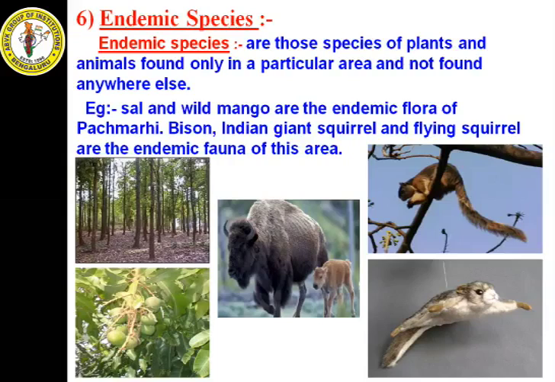For example, sal and wild mango are the endemic flora of Pachmarhi, whereas bison, Indian giant squirrel and flying squirrel are endemic fauna of this area. I have told you about flora and fauna. If you are talking individually, only plants means flora, only animals means fauna. If you want to describe both of them together, then you say endemic species. Here we combine both plants and animals, so we call it endemic species: those particular to that area and not found anywhere else. Understood?